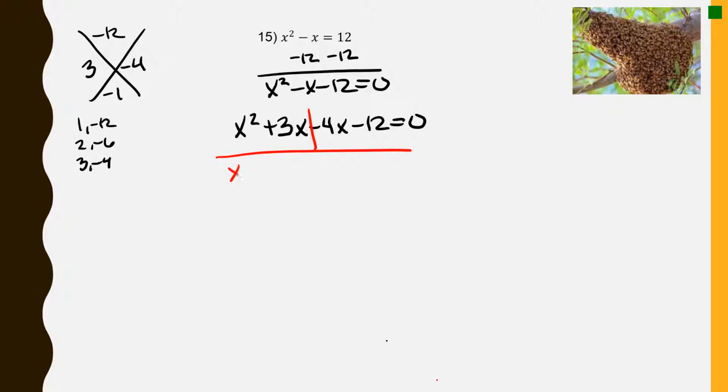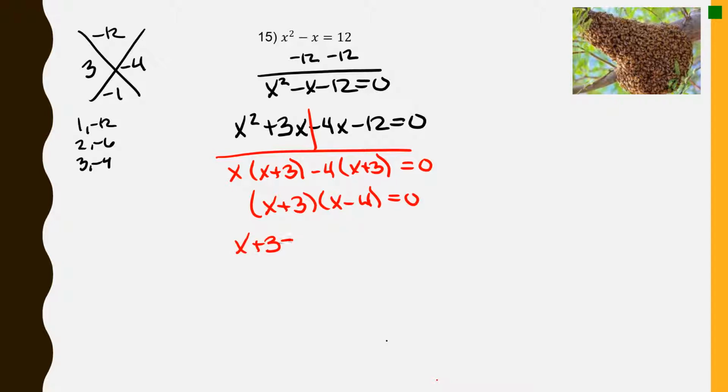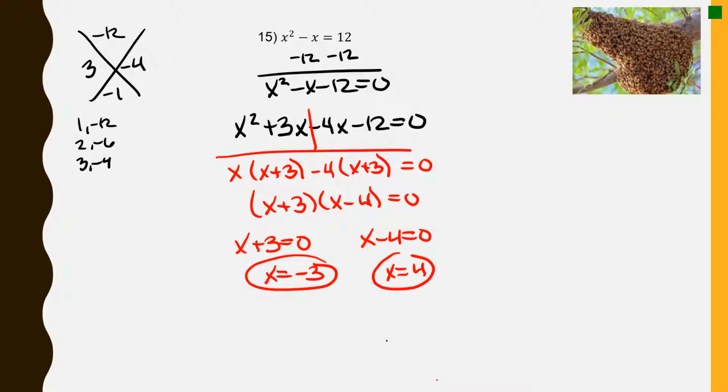Group it out. Take an x out of x squared plus 3x, leaving x plus 3. Take out negative 4, leaving x plus 3. Don't forget the equals 0. So you have x plus 3 times x minus 4 equals 0. So x plus 3 is 0, which gives you x is negative 3. x minus 4 is 0, which gives you x is 4.